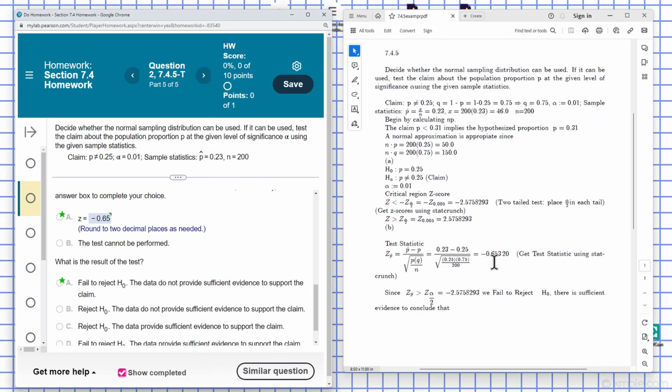You can see it here better. The test statistic is within the critical values, so we failed to reject. Okay, and that's the end of that one.